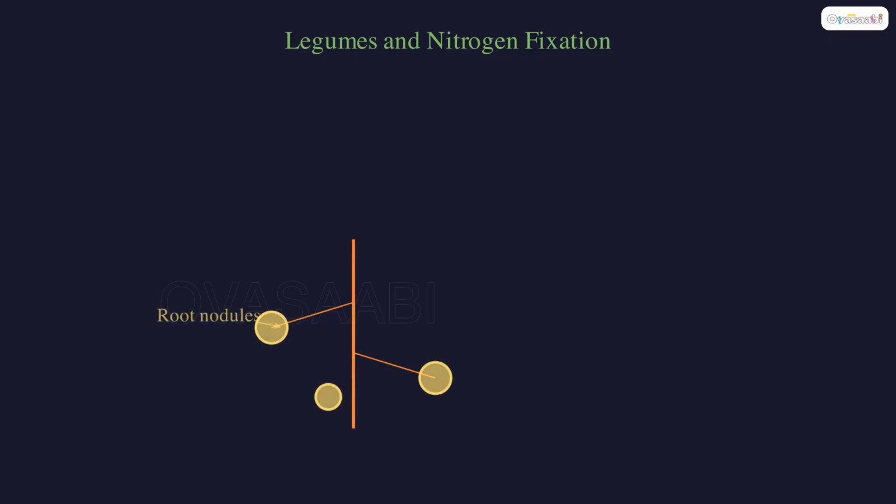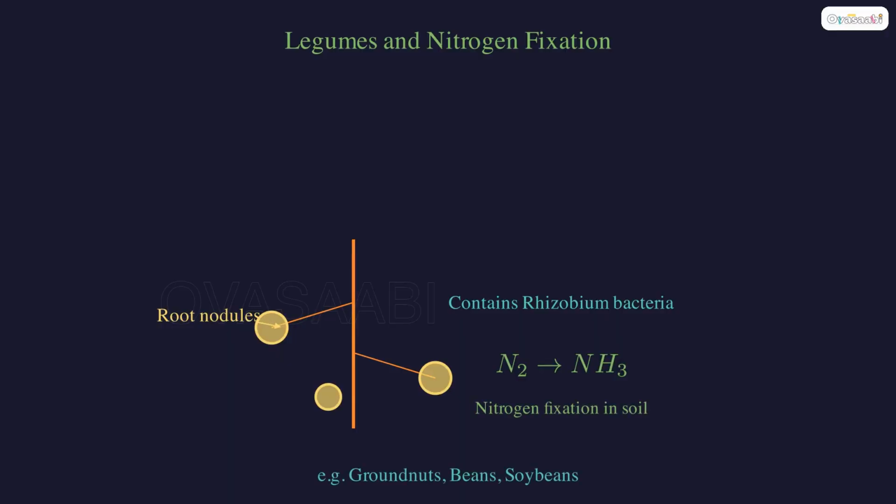Leguminous plants like groundnuts and beans are special. Their roots have nodules containing rhizobium bacteria that fix nitrogen from air, enriching the soil naturally.